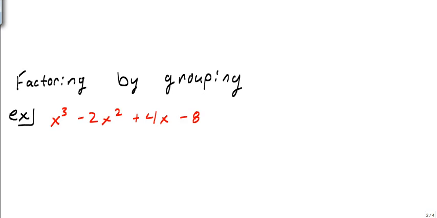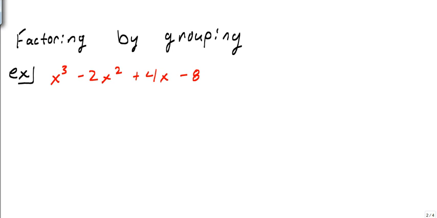The last method we're going to talk about is factoring by grouping. And this is exactly what it says. You're going to do this when you have 4 terms. You can't always factor by grouping. It doesn't always work, but it's a technique that you can try. Grouping is exactly what it says. We're going to use parentheses to group terms, and we're going to see if they have a common factor.